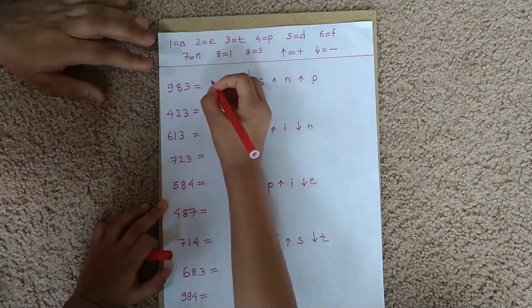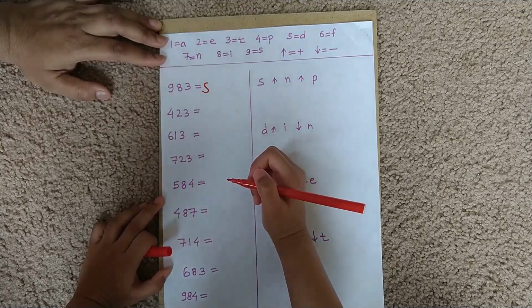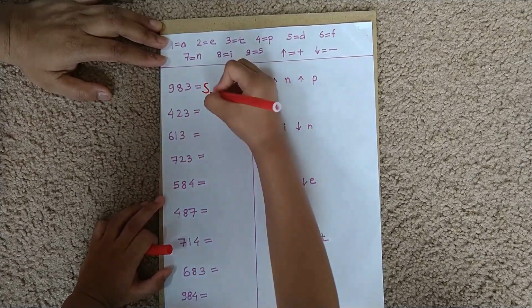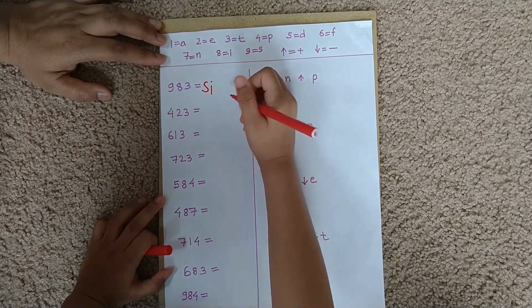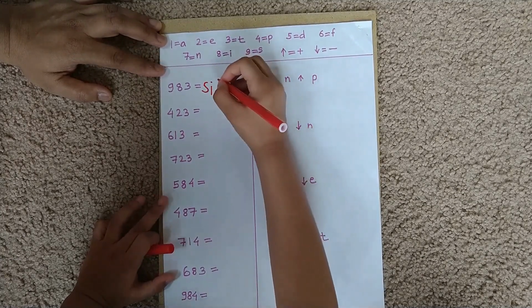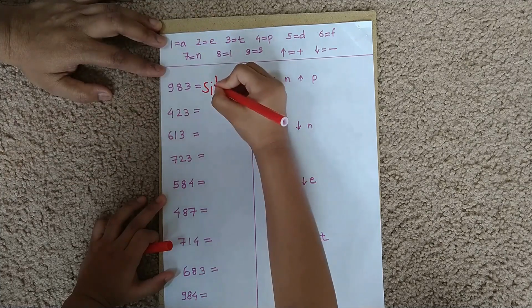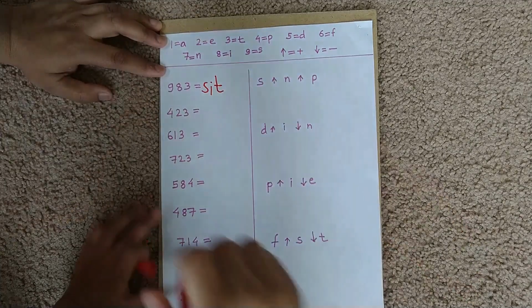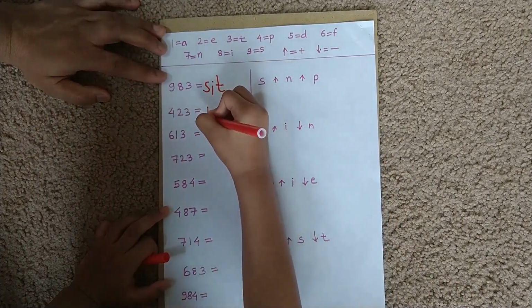9 is S. Very good. 8 is I. Very good. And the last is T. T stands for? 3. T. Yes. Very good. Next. Keep doing faster.